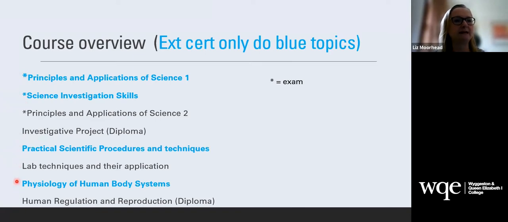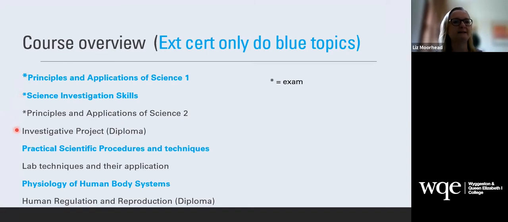So just to give you a little bit of information, the Principles and Applications of Science 1 and 2 cover all 3 aspects of science, that's biology, chemistry and physics, and those units are examined. All right, and then you've got science investigation skills, where you would be planning, carrying out investigations, analysing the data, writing conclusions and evaluations, and that unit is also examined.